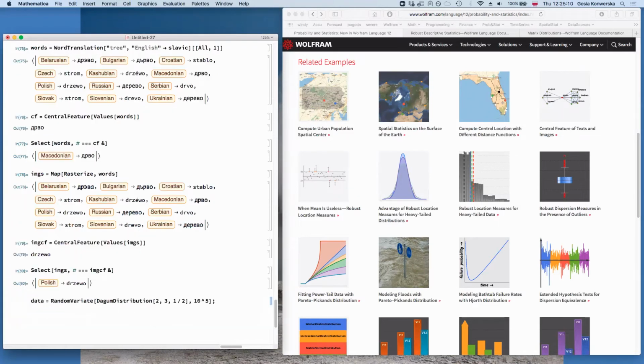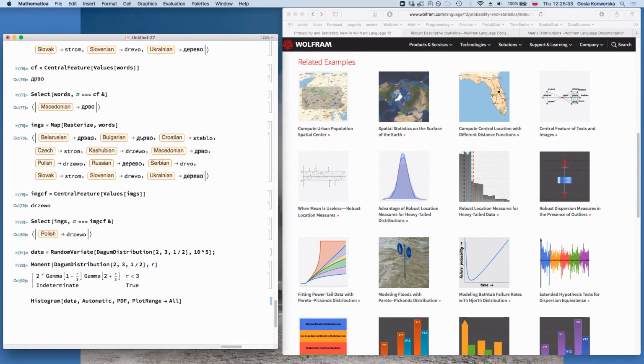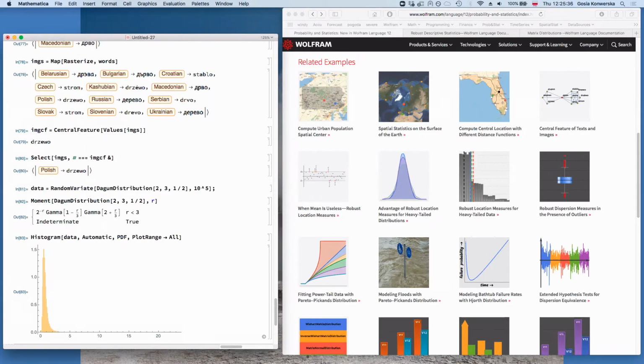What I will do is create a sample from a Dagum distribution. When we compute moments for this distribution, we see that the moments are only defined for order r less than 3. The higher order moments just do not exist. When we plot the histogram for this data, specifically set with a plot range, you see that most of the plot is visually empty, but that's not really true because there is this long tail. There are bins that are far to the right.